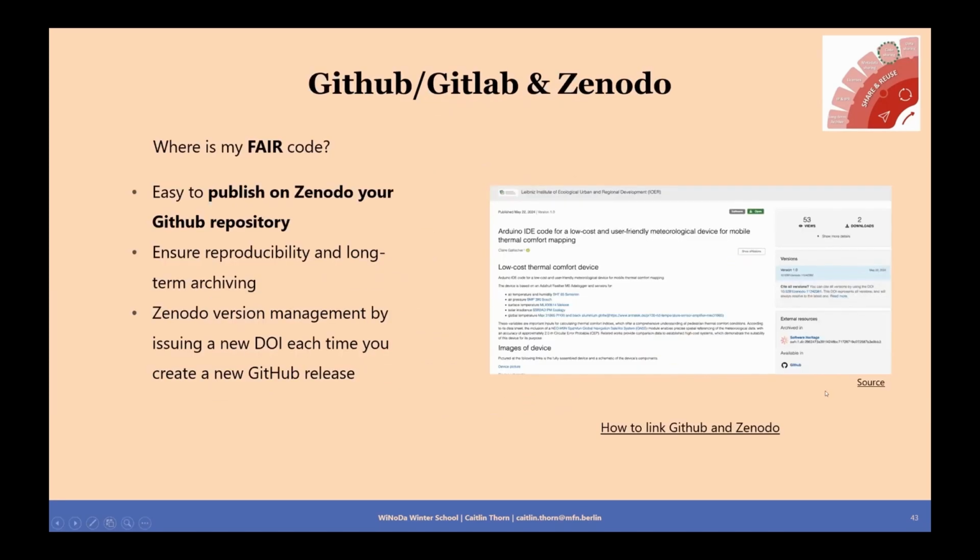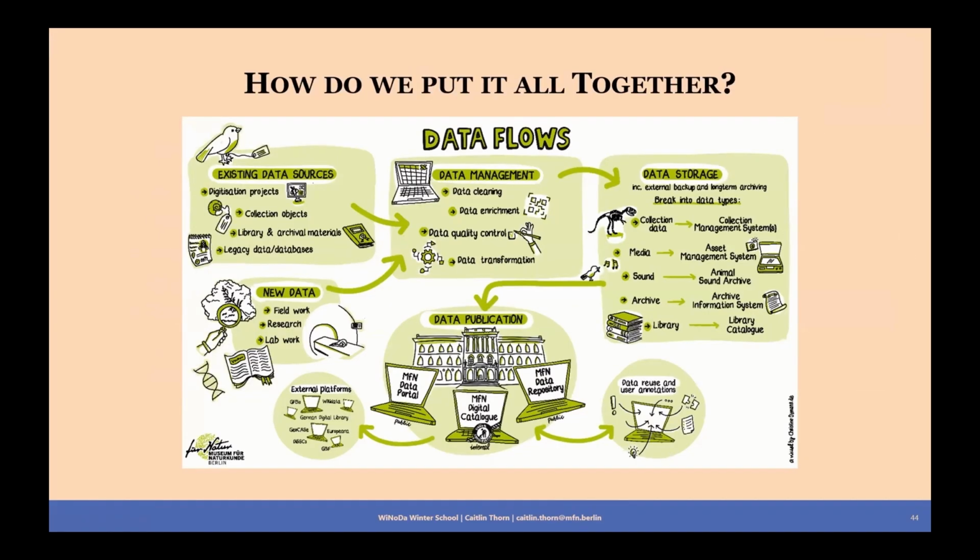And then how do we publish our FAIR code? You want to publish your code to maybe GitHub or GitLab, and then you can also publish it to WiNoDa to ensure long-term archiving. You can also create new versions with WiNoDa every time you release a new version on GitHub. Like I said, I'm definitely no coding expert, but there is a link here with more information about that. And just something you might want to keep in mind is publishing your code either alongside or separate to the data publication.